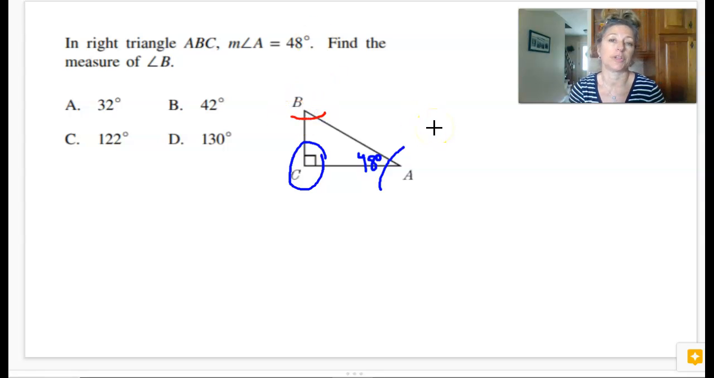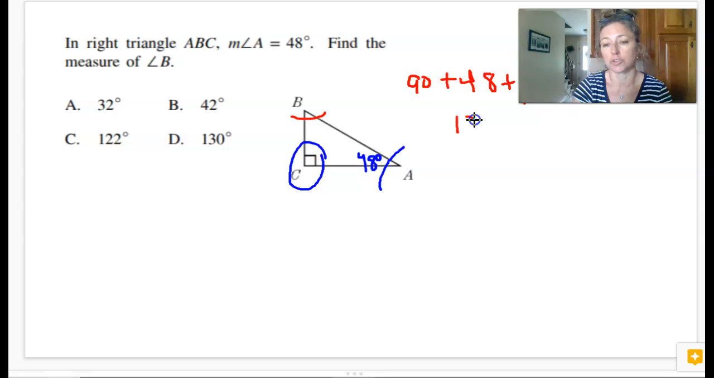I will always set up an equation because this is to prepare you for the 8th grade, okay? So I know angle C is 90 degrees. I know angle A is 48 degrees. I also know that angle B is unknown yet, so I'm going to call it X. I do know that all angles in a triangle will add up to 180 degrees. I know you can probably just add these together and subtract it from 180, and we are going to do that, but I want you to get used to writing equations. Next year we work with triangles a lot in 8th grade, and you need to know how to do all of this. So 90 plus 48 is 138 degrees.